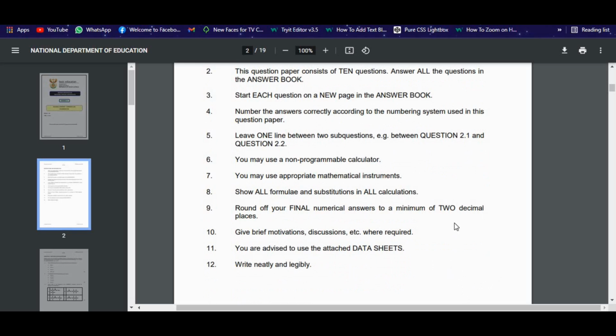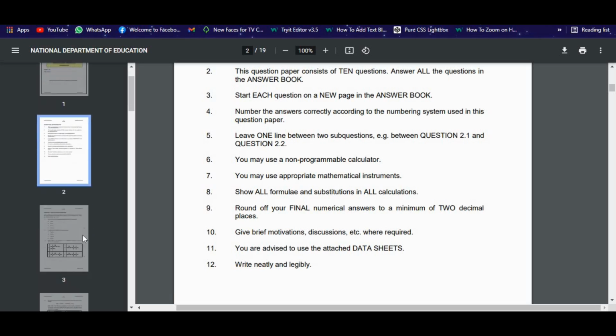It's chemistry, so they also want you to keep your motivations pretty brief, as brief as possible. You don't need to write an essay for an answer. Even though we've been writing chemistry papers for 3 years now, grade 10, 11, and 12, we must still pay attention to these instructions in the question paper.